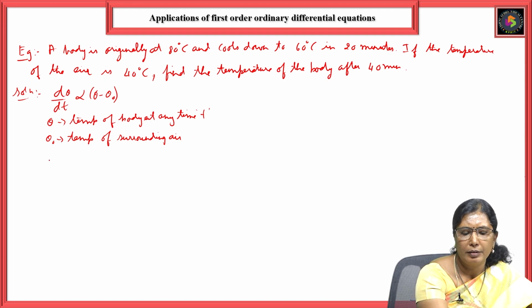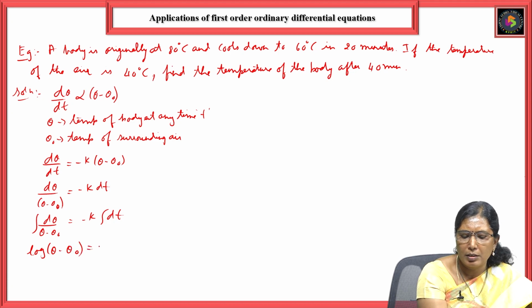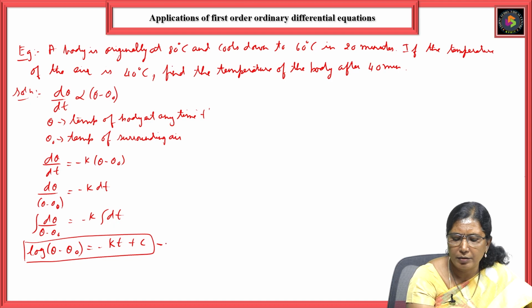So what do we get here? d theta by dt can be written as minus k times theta minus theta naught. Now separate the variables: d theta by theta minus theta naught is equal to minus k dt. Integrating on both sides, log of theta minus theta naught is equal to minus kt plus c. This is the formula you have to use in the problem. Take this as equation 1.